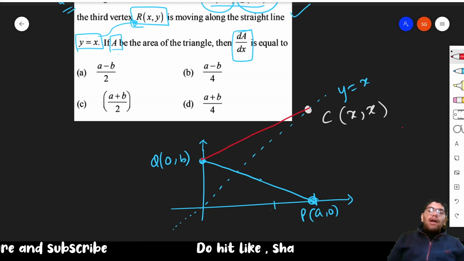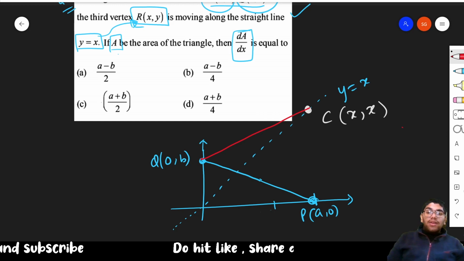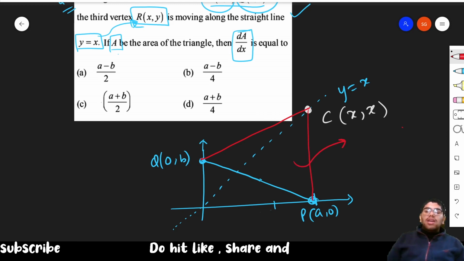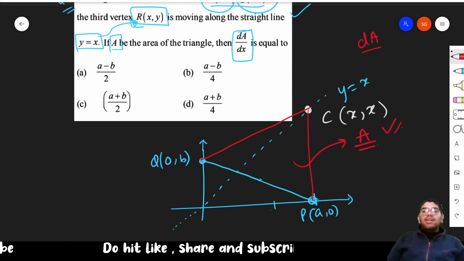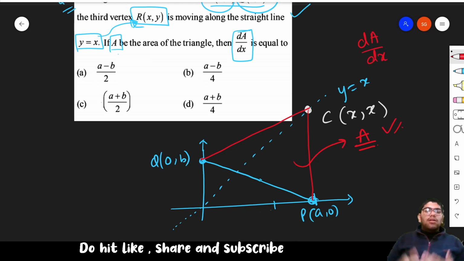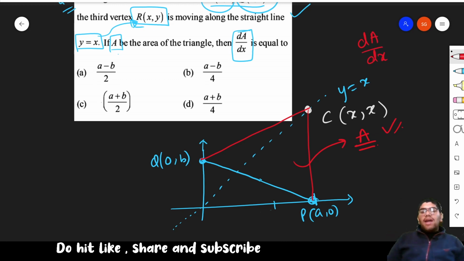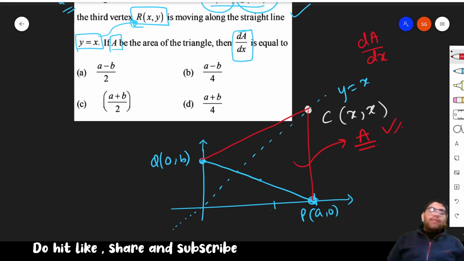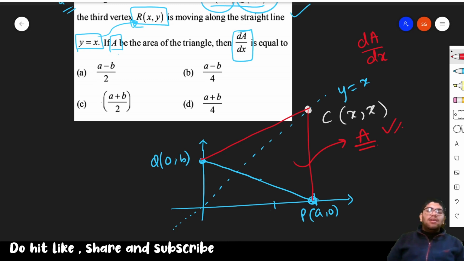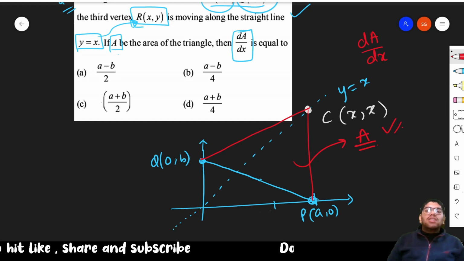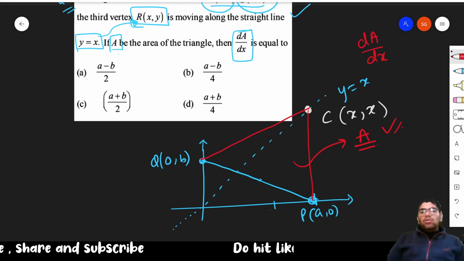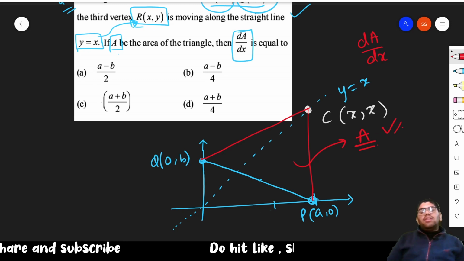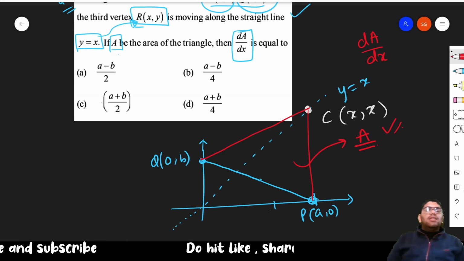So I have been given, if A is the area of the triangle, so the area of this triangle is A, I have to calculate the value of dA by dx. So method 1 could probably be that you can find the area using the area formula. See, basically the thing is you have to calculate the area function, then you will be able to differentiate it. So the best possible way is you find the area function and then you solve it.